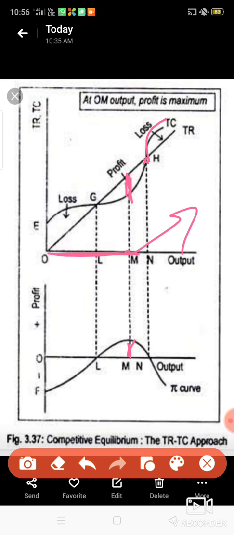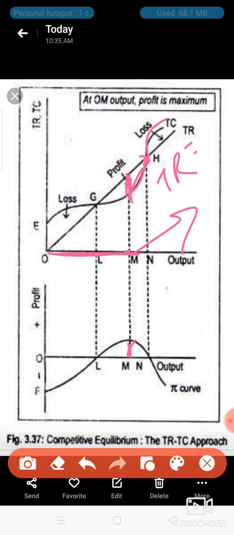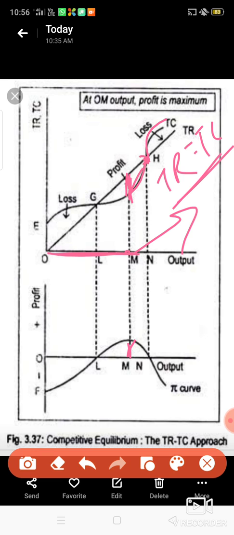After then the profit started decreasing, but still the firm is continuing. So this is the point, H, where TR is equal to TC, after which the firm will not get any profit. So if we talk about the equilibrium point of output, then OM is the equilibrium point of output.